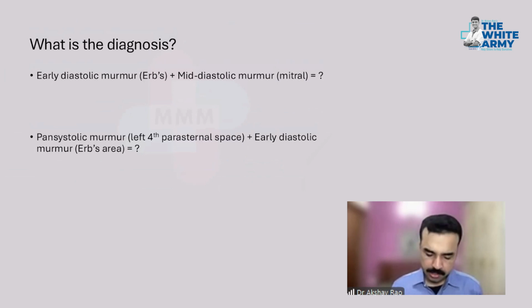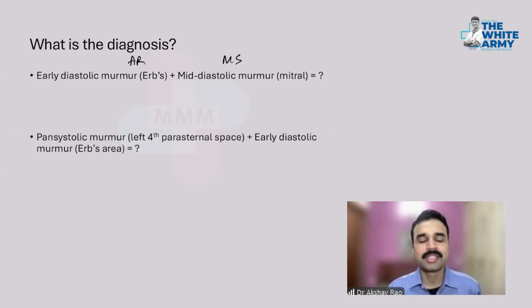So can you guys tell me? I'll give you a brief amount of time, or you can pause the video and think of the answer before I tell you. If there is an early diastolic murmur heard in a patient, along with a mid diastolic murmur, what could the diagnosis be? An early diastolic murmur in the Erb's area and a mid diastolic murmur in the mitral area. The diagnosis most likely, is it AR with MS?